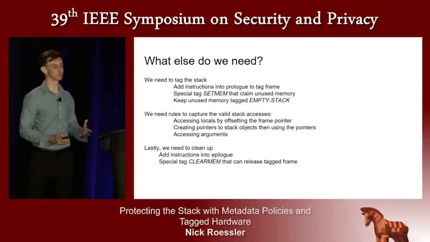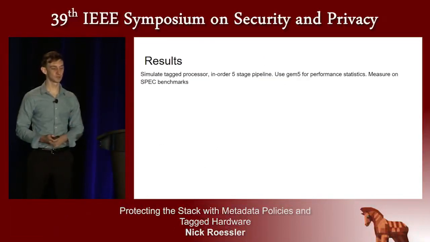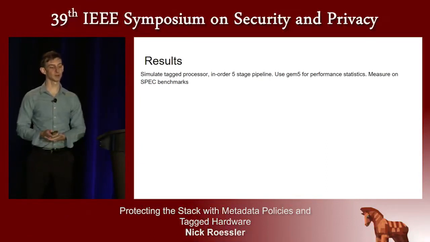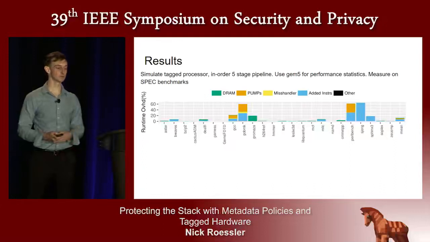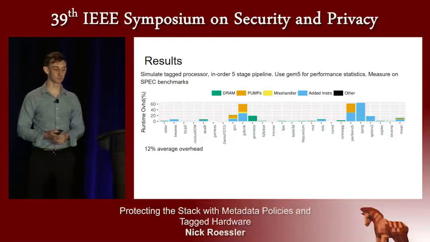Okay, with this, we've seen a complete policy, and we can look at some results. So we simulate a tag processor with an in-order 5-stage pipeline. We use GEM5 for performance statistics, and we measure our overheads on the spec benchmarks. Here are the results. There's performance results. There's one bar for each benchmark showing the overhead, and the overhead is broken down into components. The average overhead for this naive implementation is about 12%.